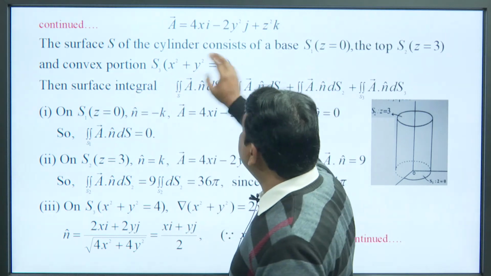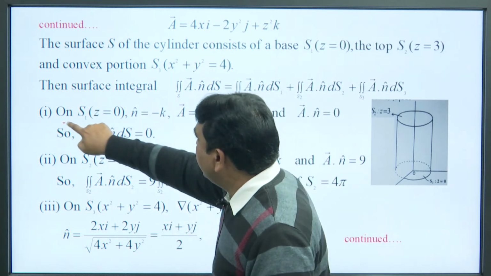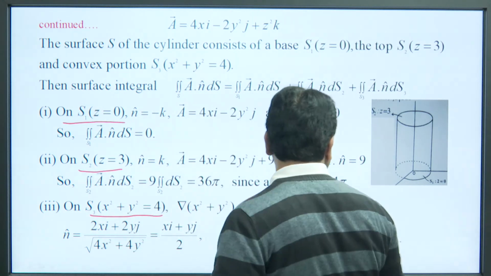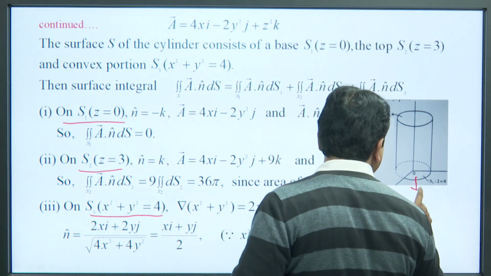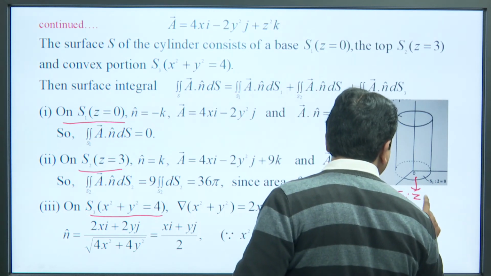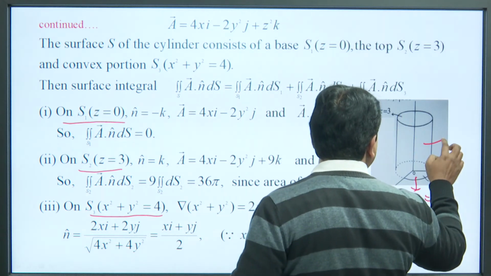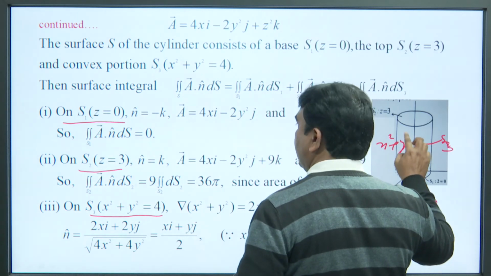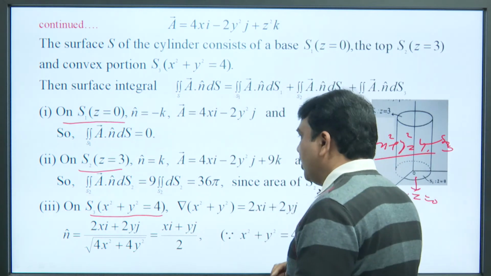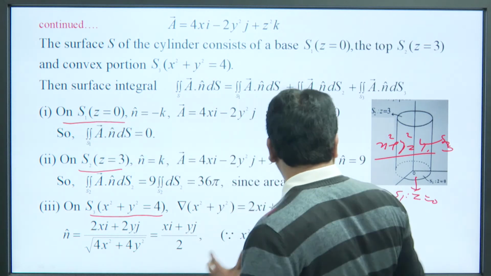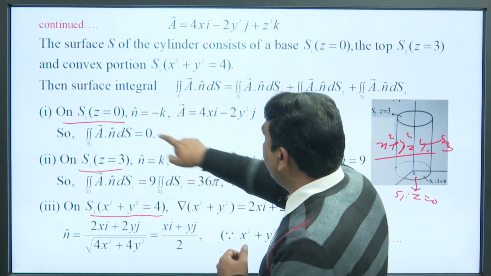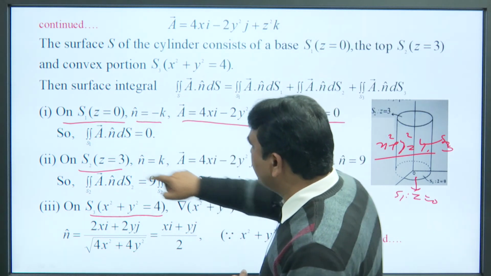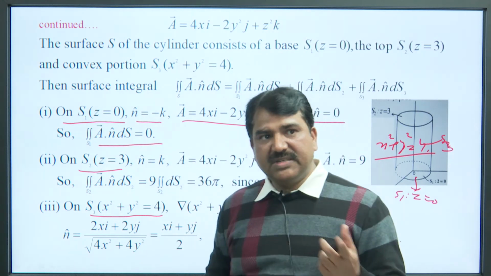If we evaluate the surface integral, then there are 3 surfaces: S1 is z is equal to 0, S2 is z is equal to 3 and S3 is this, that is x square plus y square is equal to 4. So, on S1, z is equal to 0, n is equal to minus k and A is equal to this. In this case easily we can obtain A dot n is equal to 0. So, the value of this over the surface S1 is 0.